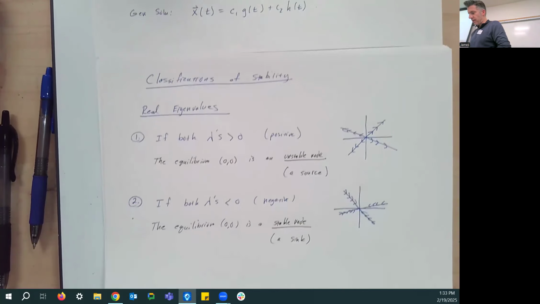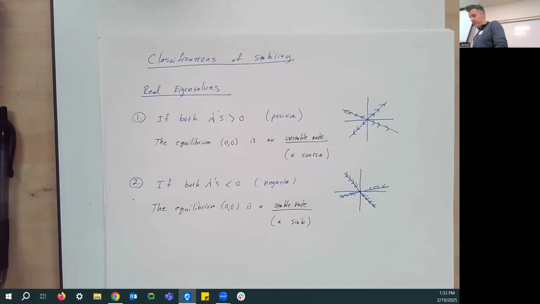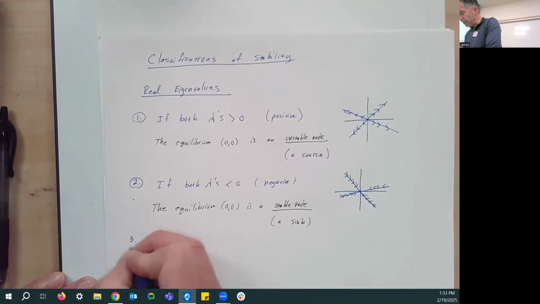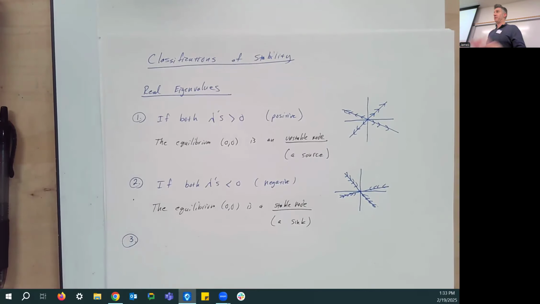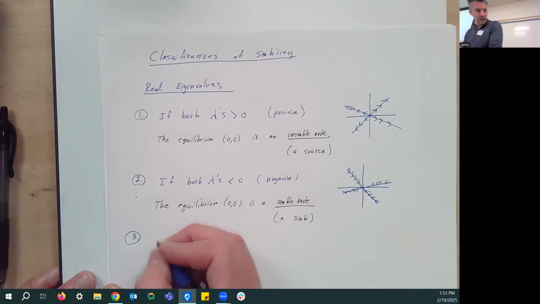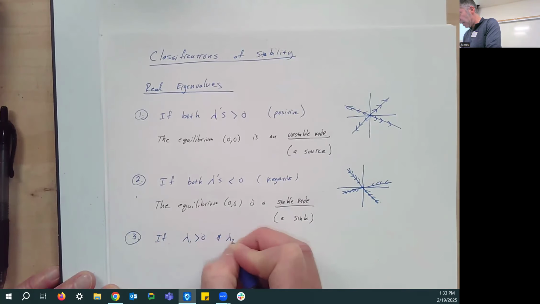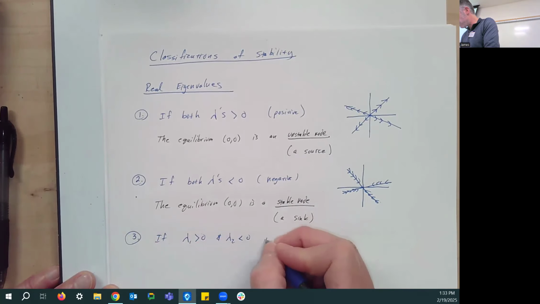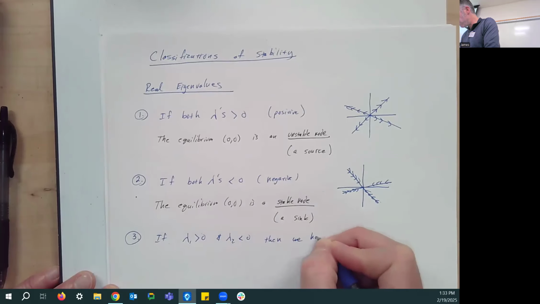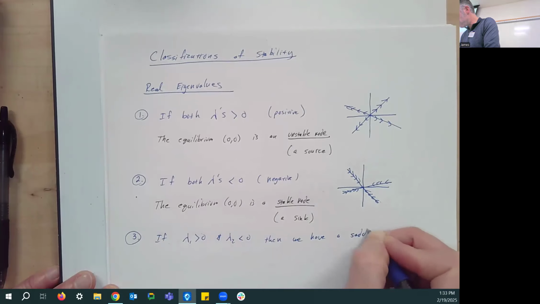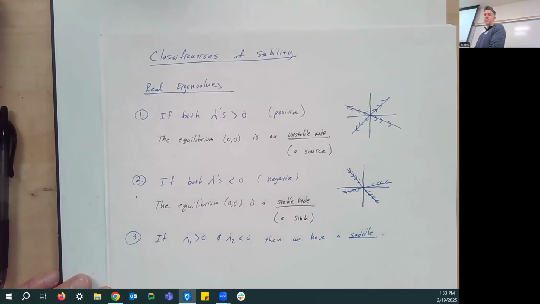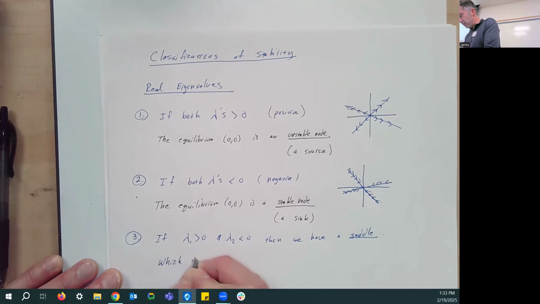And lastly, kind of our least desirable case, in my opinion, but that's just my opinion. I don't know why. There's no reason any of these should be more desirable than the others. It just feels like the least good when you get it. If you have one of each sign, so if one of your eigenvalues is positive and the other one is negative, then we have a saddle. It is considered unstable.